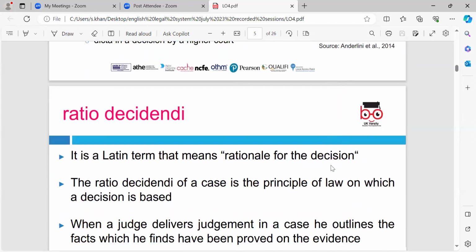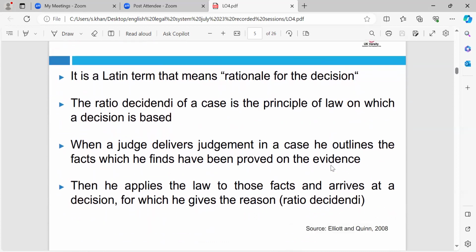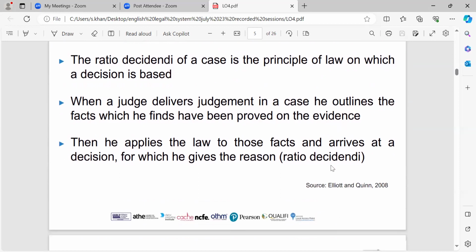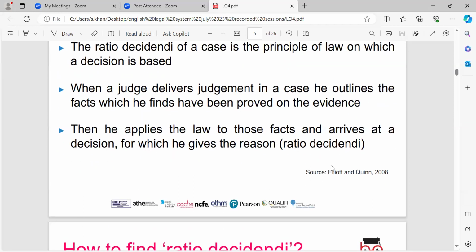Then we've got ratio decidendi, and this is a Latin term that means rationale for the decision. The ratio decidendi of a case is the principle of law on which a decision is based. So when a judge delivers judgment in a case, he outlines the facts which he finds have been proved on evidence. Then he applies the law to those facts and arrives at a decision for which he gives the ratio decidendi.